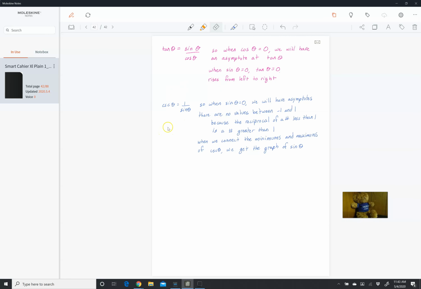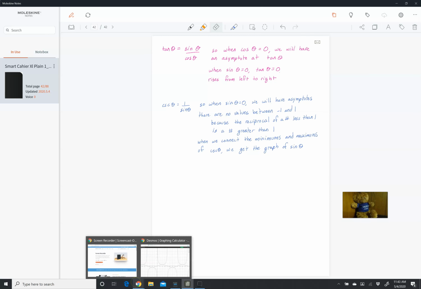So if you want to distinguish between these two graphs and you want to say, hey, I know that's cosecant, you're going to say it's cosecant because we have asymptotes when sine is 0, and we have minimums and maximums. These are two things that distinguish it. You can add in other aspects of the graph that make it different than others. There are no numbers between 1 and -1, okay? When we connect the minimums and the maximums, we get the graph of sine.